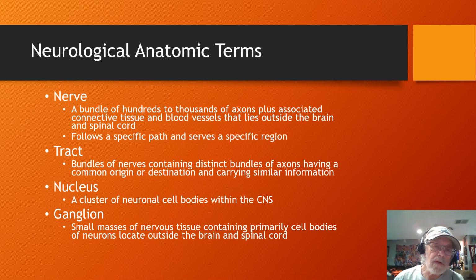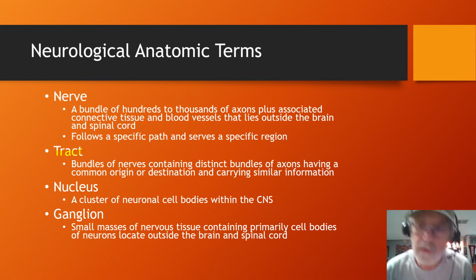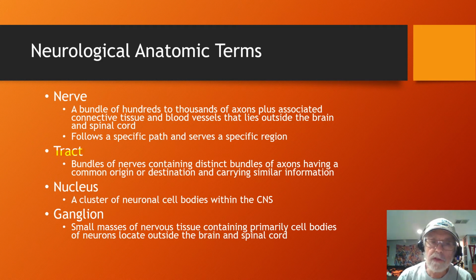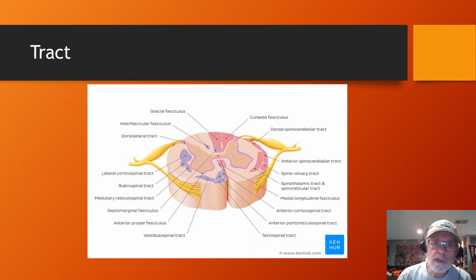Next thing we have is what's called a tract. A tract is a bundle of nerves that contain distinct bundles of axons having a common origin or destination, and therefore they carry similar information. And this is important because, let me show you a little example of what we're talking about here. Here's the spinal cord. This is a cross section of the spinal cord. Here would be the spinal nerve coming out through that gap between the vertebrae, as I mentioned in previous videos. What happens is there are bundles inside that spinal cord, and these are called tracts.